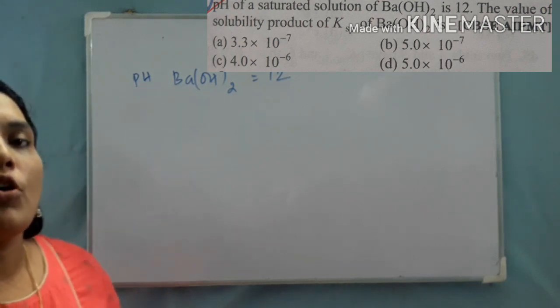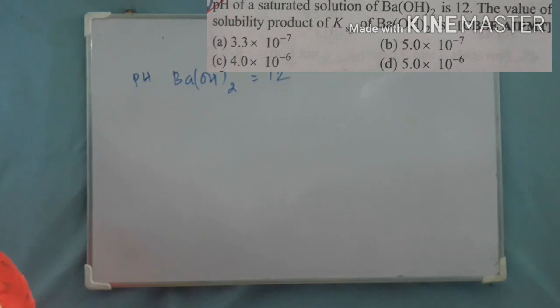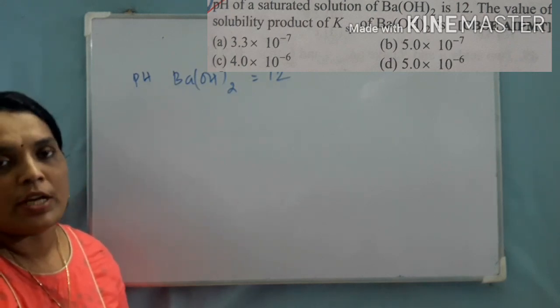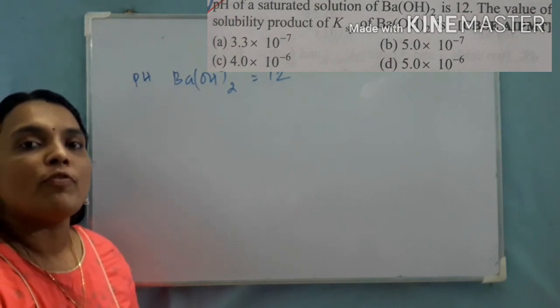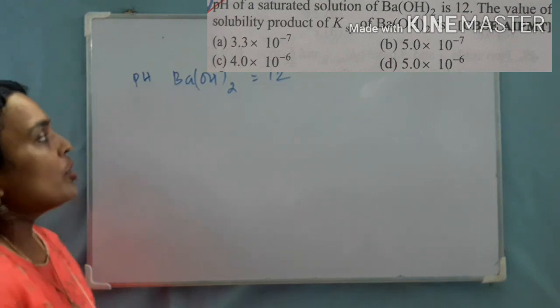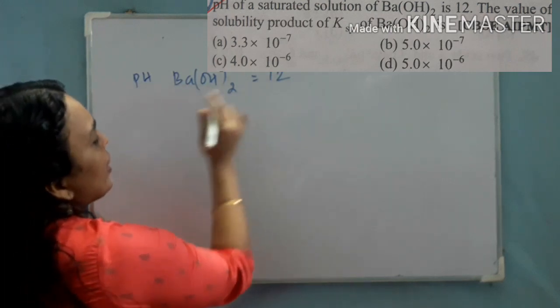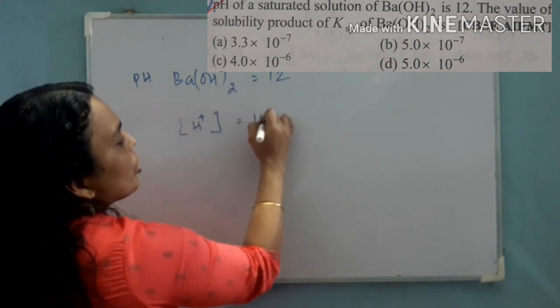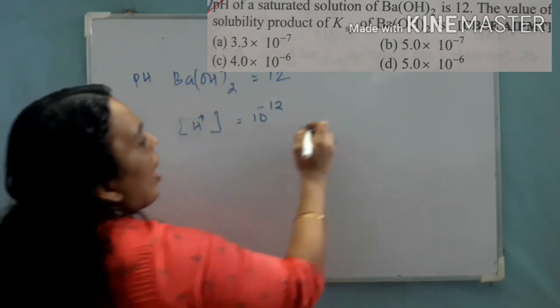So first of all we have to know what is the given data. pH of barium hydroxide is 12. That means the molar concentration of H plus ion present in barium hydroxide solution is equal to 10 raised to minus 12. That is the basic data that we have to know. We know pH is equal to negative logarithm of the molar concentration of H plus ion. So pH of 12 means the molar concentration of H plus ion present in the solution should be 10 raised to minus 12.